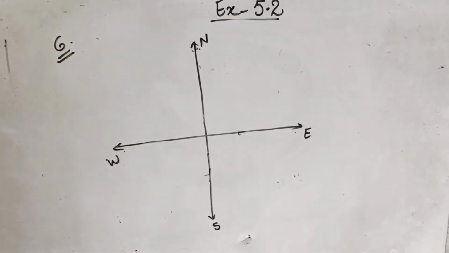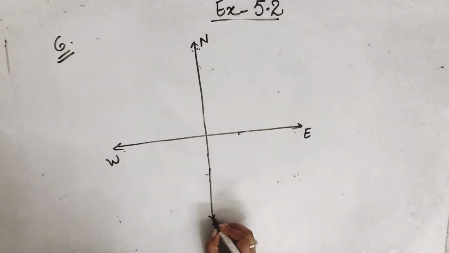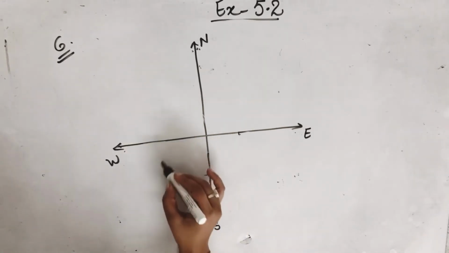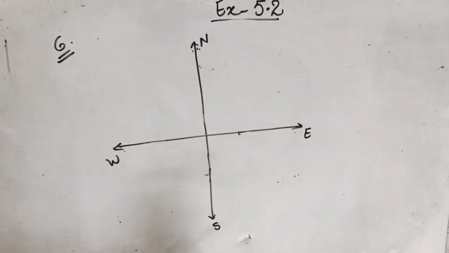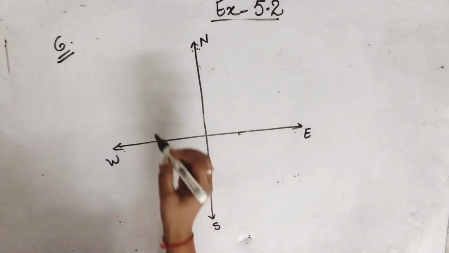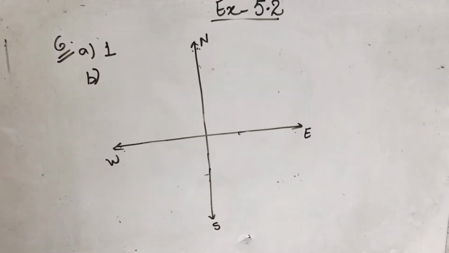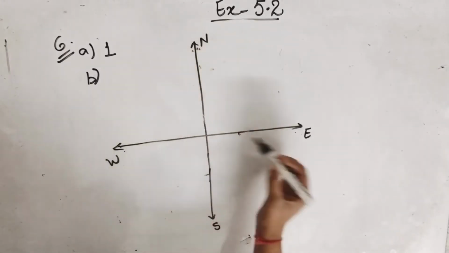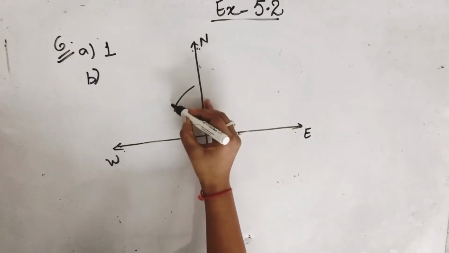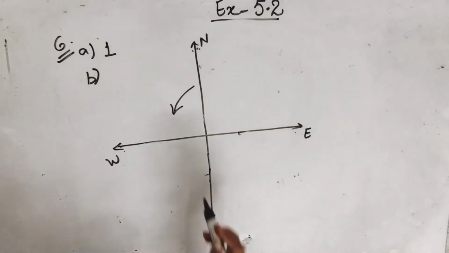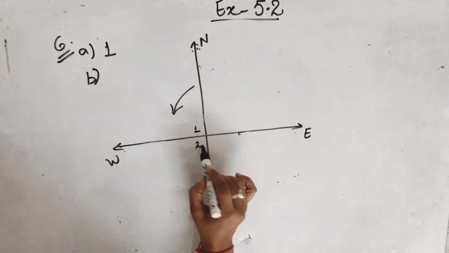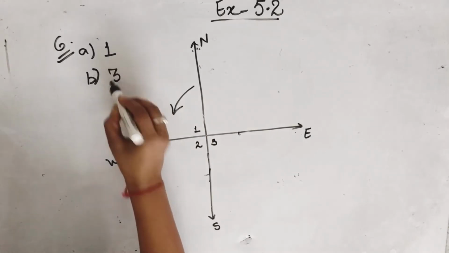Sixth question, how many right angles do you make if you start facing south and turn clockwise to west? From south to west, clockwise direction, how many right angles you are moving? 1. So answer is 1. B part, north and turn anti-clockwise to east. North to east anti-clockwise, it means in this direction. So how many right angles? 1, 2, 3. So answer is 3.